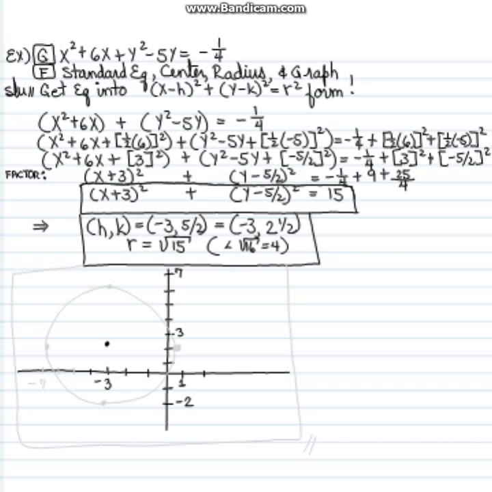Top, bottom, right, left, to mark the points. From the center, measure a little bit less than 4 units. Top, bottom, right, and left. And then connect them together with a smooth curve to get your circle. And put a box around your answer. All finished.